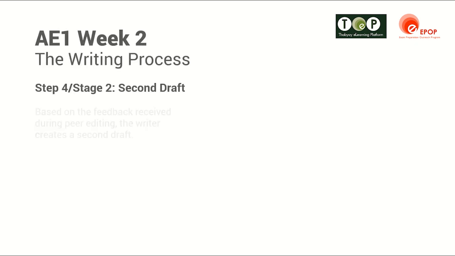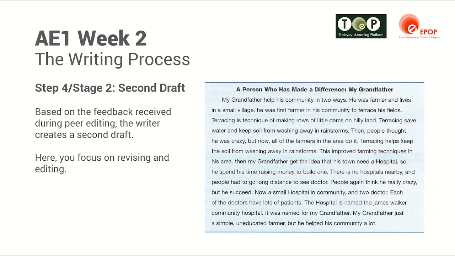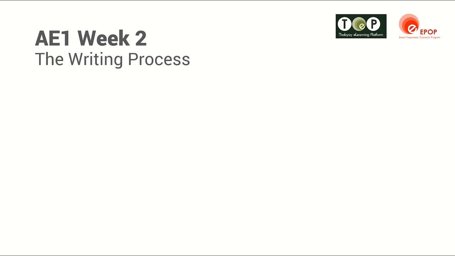So the next stage of step 4 is the second draft, where based on the feedback received during the editing of the rough draft, the writer creates a second draft. And then here you're focusing on revising and editing, so some of the details. And you can see here on the right is an example of the second draft created by the writer. And perhaps it would be a good opportunity for you to compare with the rough draft and to see the changes that the writer has made.